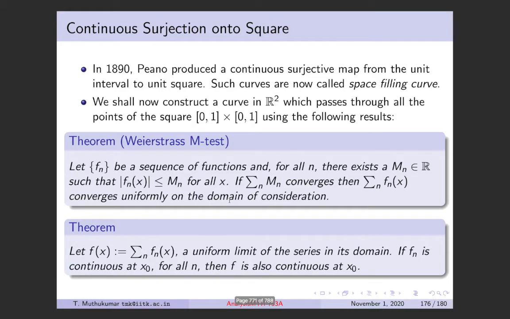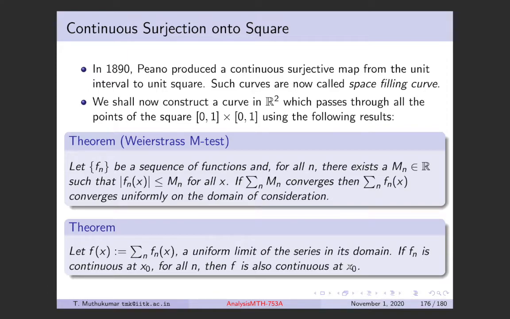The next result that we will want is: if f is the uniform limit of this series Fn in its domain, and if Fn is continuous at x naught, then the uniform limit of the series, which is the summation of Fn, is also continuous at x naught. Okay, that's what this theorem is.